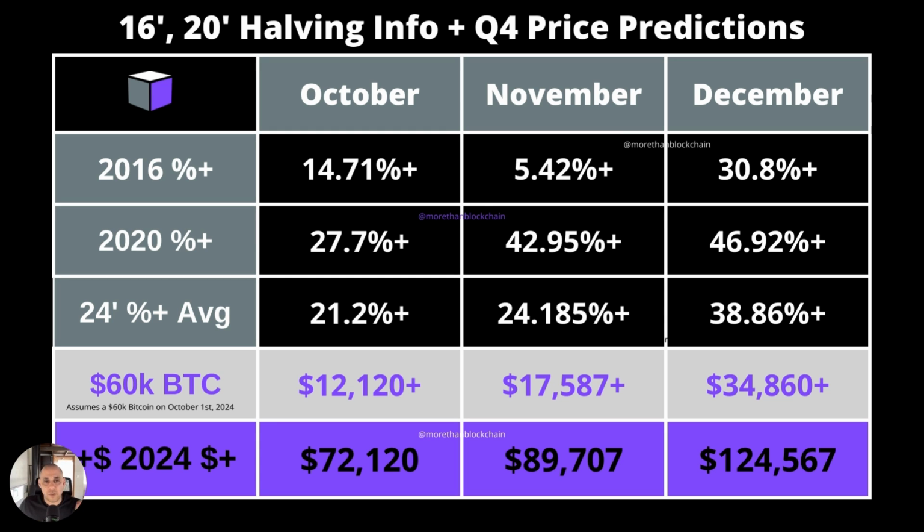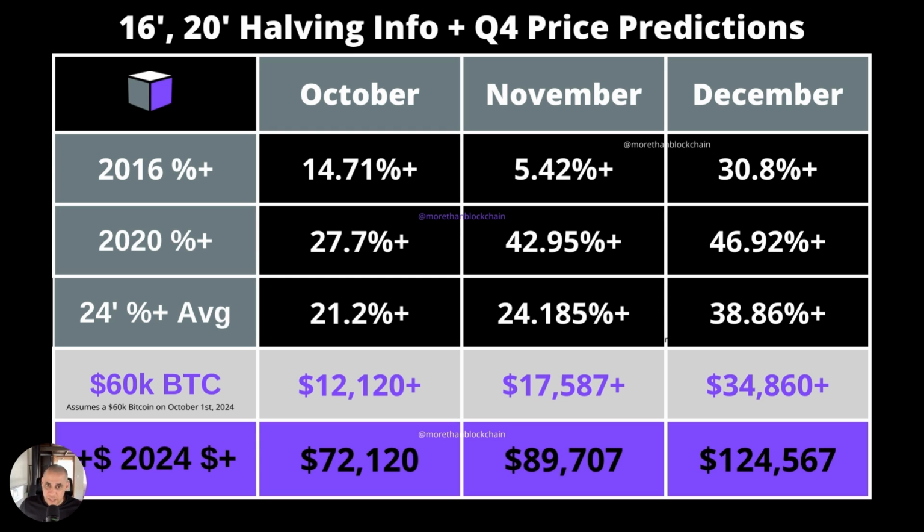So when I apply the 21.2% potential increase, which is an average, to a $60,000 Bitcoin, I'm left with a $12,120 increase. When I add that, I'm left at the end of October with $72,000. Now, if I take $72,000 and increase it by 24.185%, I'm left with an increase of $17,587 to be left with around $89,707.